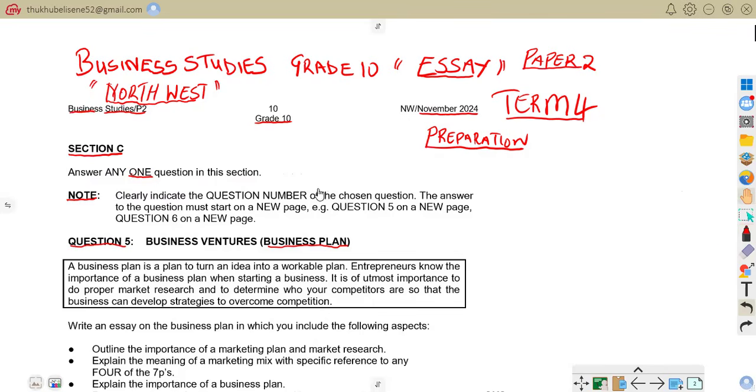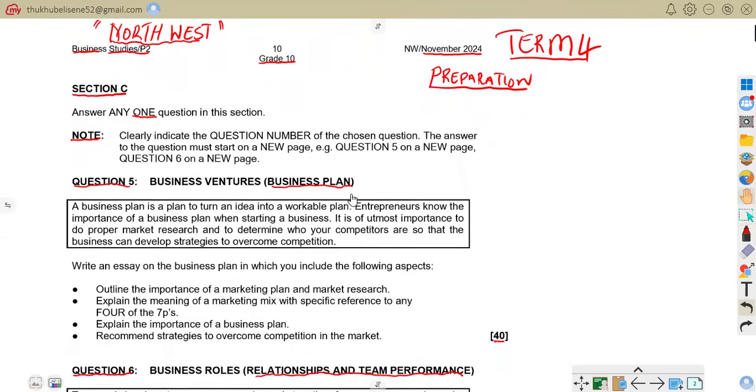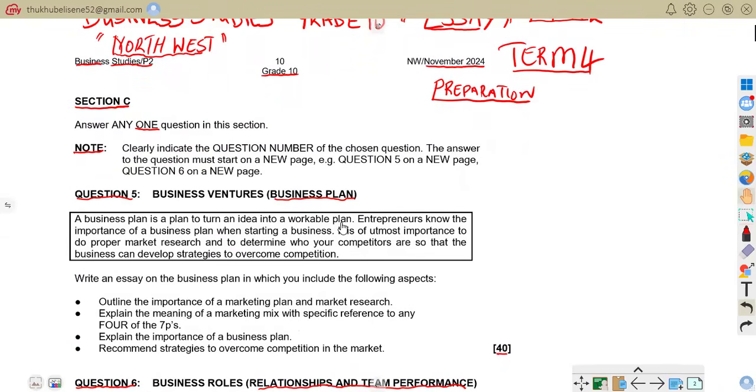So like we have said, we are going to look at the essay. We know very well that essay is section C, whereby you are to choose one question in that section C. But as you are going to attend to both of them, question 5 and question 6. So without wasting much time, let's get to the work.